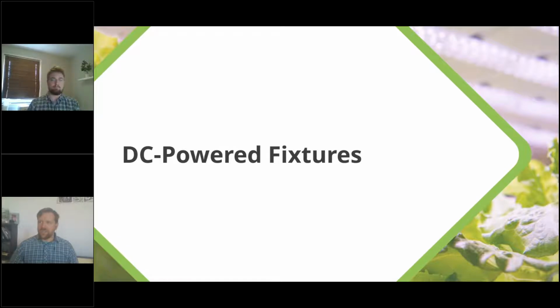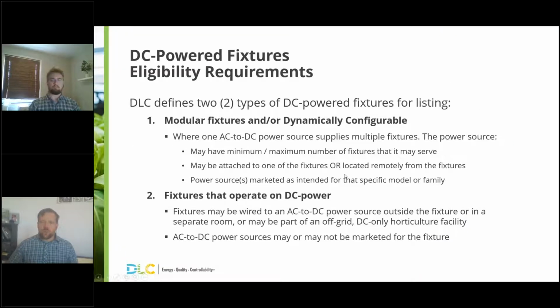All right, moving on into DC powered fixtures. Thanks, Casey. Next slide. We are talking about the same scope of DC powered horticultural fixtures that we've been discussing the last couple drafts of this policy before this final version. So here's a review of the two types we've defined. The important distinction here is that the first category of fixtures are always marketed as intended for use with a power source. That's not always true for every fixture in the second category. They may or may not have a power source intended for use and marketed with them.